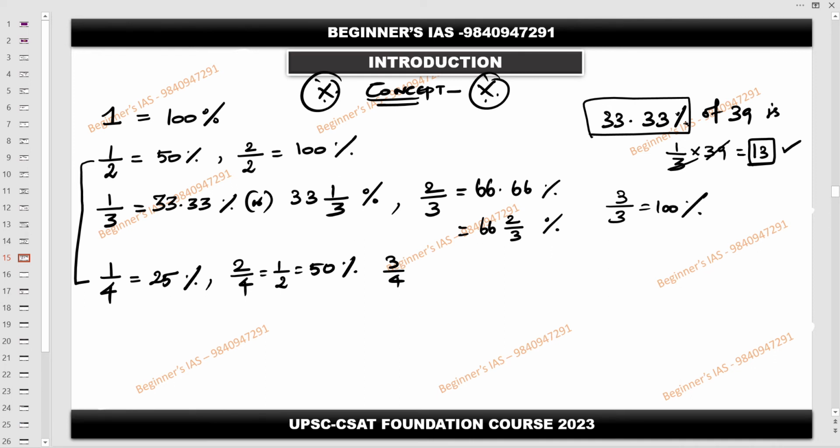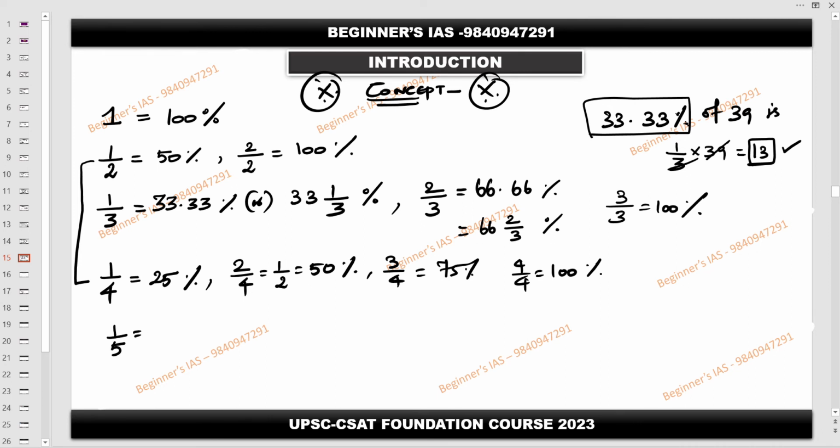Then 3 by 4. I know 1 by 4 is nothing but 25 percentage. You have to multiply that 25 with 3. Therefore, you will get 75 percentage. Then obviously 4 by 4 is nothing but 100 percentage. So leave that. So next thing is 1 by 5.